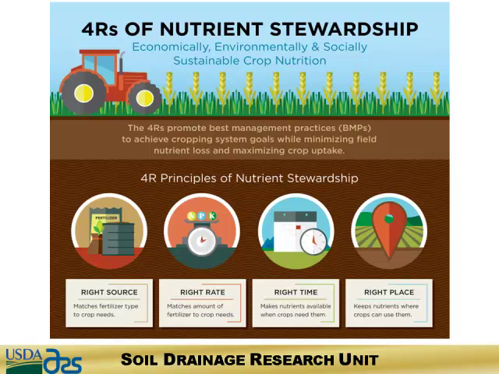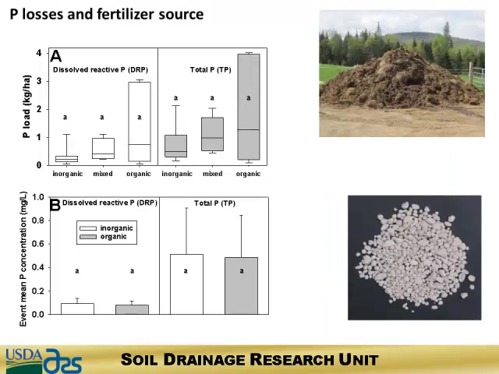So as I said, what I wanted to do next is dive into our data, look at our data in this 4R lens, if you will. So let's talk about fertilizer source. And this is the data from the fields where we're operating. The top graph is the loading, both the dissolved and the total. And those are the same box and whisker plots. What you see is that those sites where we have organic fertilizers are generally greater, at least trend-wise. The A's over the top say there's no statistical difference in those.